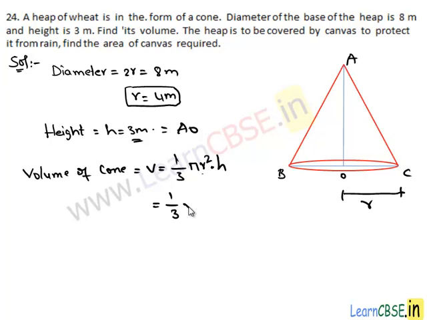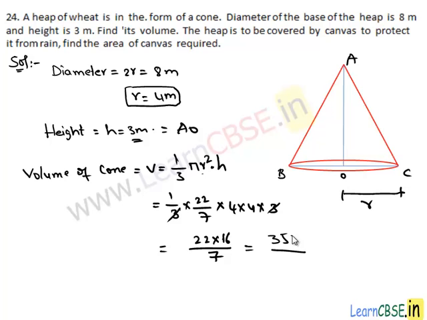We have 1/3, pi value is 22/7, and radius square, which is 4 times 4, and height is 3. So numerator 3 and denominator 3 are cancelled out. We remain with 22 times 16/7, and that is equal to 352/7. On converting it into a mixed fraction, we have 50 and 2/7. It must be in meter cube. So let's find its surface area.